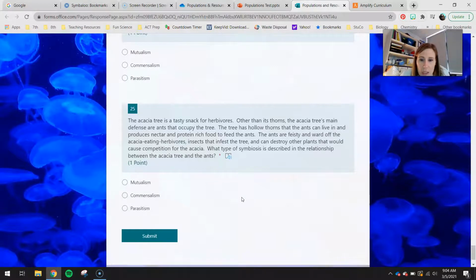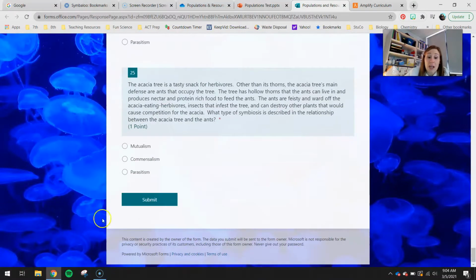The tree has hollow thorns that the ants can live in and produces nectar and protein-rich food to feed the ants. The ants are feisty and ward off the acacia-eating herbivores, insects that infest the tree, and can destroy other plants that would cause competition for the acacia. What type of symbiosis is described in the relationship between the acacia tree and the ants?